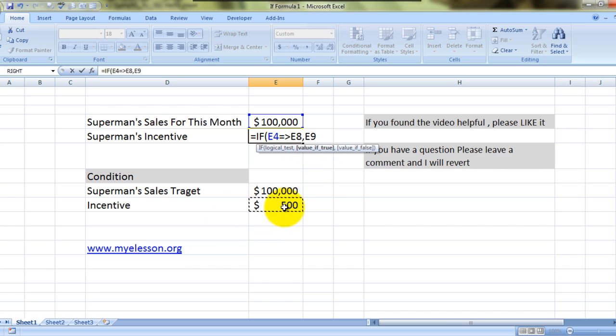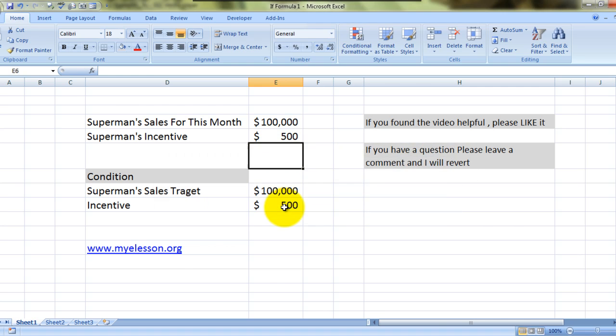So let us select this. If it is not true, then we should give him a zero. So I simply type in zero and close the bracket. And here's your answer. This guy has just met his target.